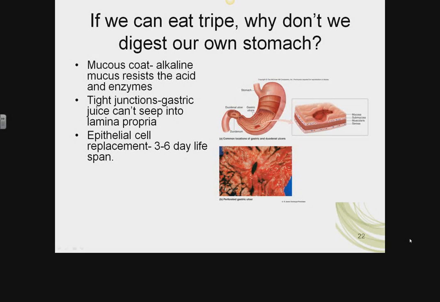Additionally, as the cells succumb to some of this chemical digestion, the simple columnar epithelial cells are replaced roughly every 3 to 6 days. So we have a lot of intrinsic protective barriers against our own digestive enzymes that are being released into the stomach. That's why, under normal healthy conditions, we don't digest our own stomach. But if these protective barriers break down, then you will digest your own gastric lining, and this will lead to gastric ulcers, or sometimes even these ulcers can present in the duodenum, as shown in this top picture.